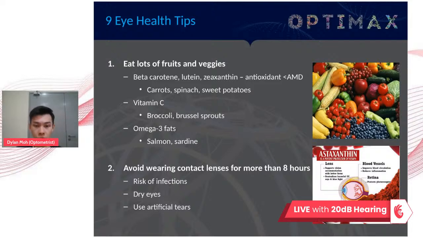All right, for those who are wearing contact lens, try to wear within 8 hours, not more than that, because when we are wearing our contact lens more than 8 hours, our eyes tend to be dry, irritating, and start to get redness. At the same time, wearing contact lens may also cause risk of infections if you don't clean it properly. So if you are a contact lens wearer, make sure of the hygiene.